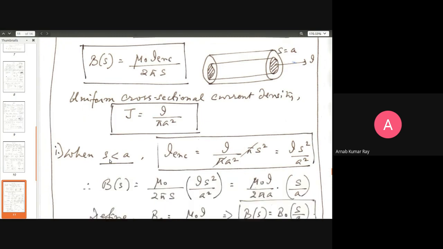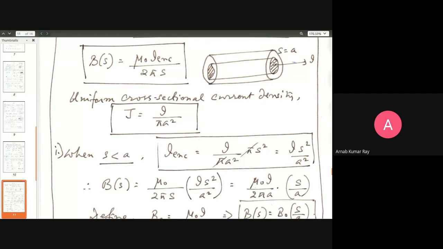Now let us see the first case: suppose S is less than A, as in this shaded area. The radius is S, but on the outer circumference of the wire, S is equal to A. But suppose S is less than A. Somewhere within the wire, you have drawn your Amperian loop. This is the circumference of the Amperian loop, and it contains the shaded area. So the Amperian loop has a smaller radius compared to the radius of the wire. So S is less than A.